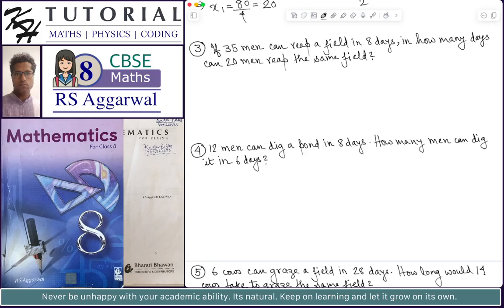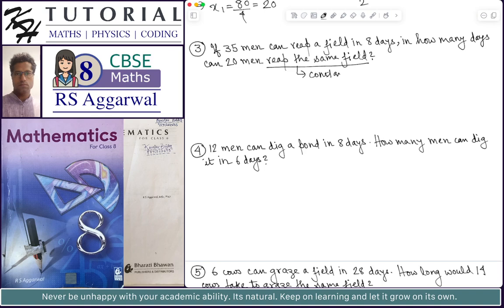So if the amount of work is constant, then the number of men completing that work and the time taken, that is the number of days to complete that work, these two quantities will be inversely proportional. So in this problem, the field is the constant factor. That is, the amount of work is related to the field. It is the same field. The field is not changing. So if reaping the same field, this is the constant factor. That is, you can relate reaping the same field as the constant amount of work. So this is constant.